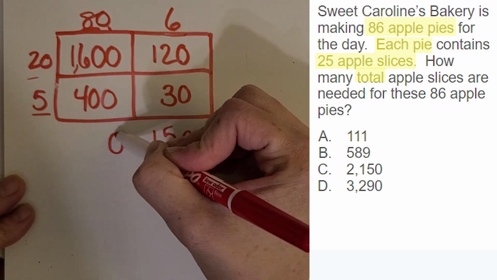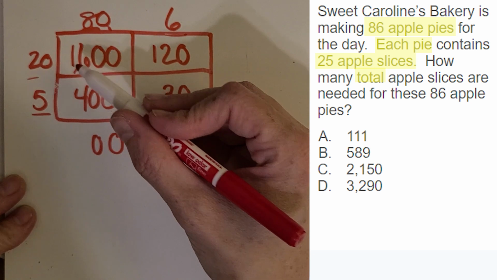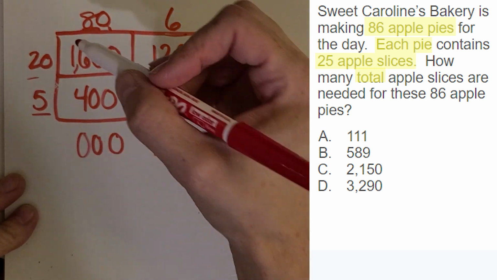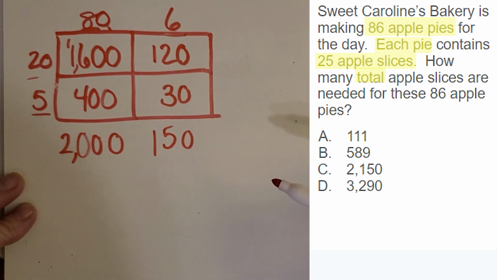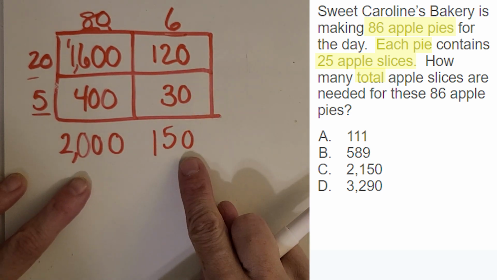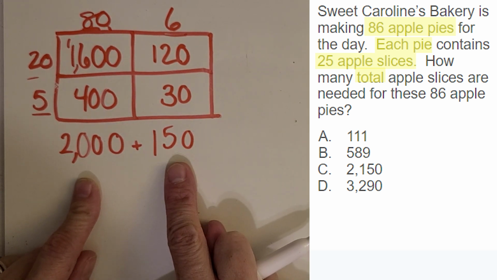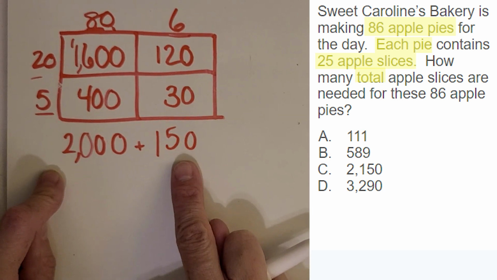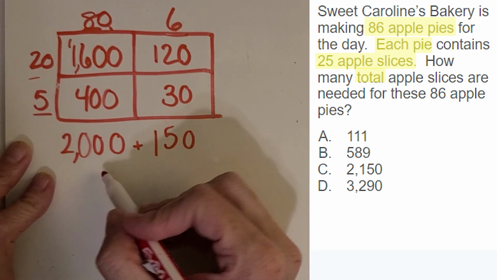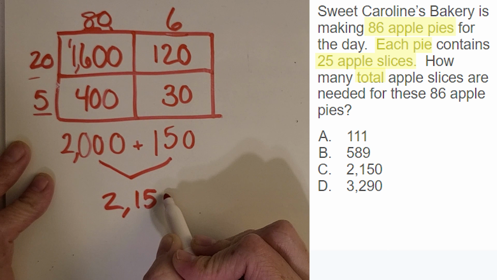Then I'll add this one. I'm kind of glad I went ahead and lined it up pretty well. 6 plus 4 is 10. 1 plus 1 is 2, so 2,000. And then I can add these two plus 150. And look, that looks so easy to do because 2,000 is such a friendly number. So 2,000 plus 150 is 2,150.